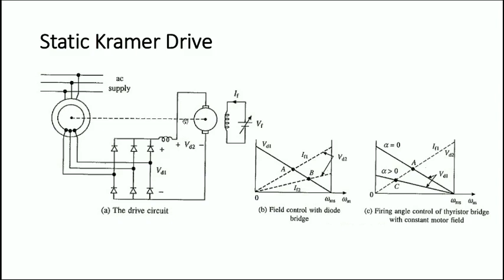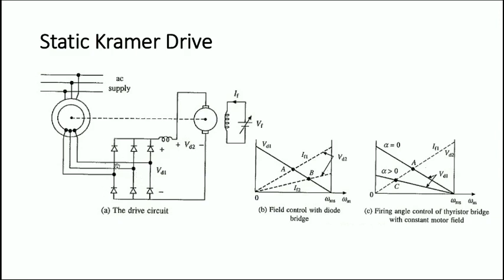You can see this is the drive circuit of the static Kramer drive. Here are the supply lines, and here you have the induction machine. The stator is fed from the AC supply, and from the rotor you take out the leads through slip rings, which are connected to the rotor windings. It's a wound rotor, obviously.